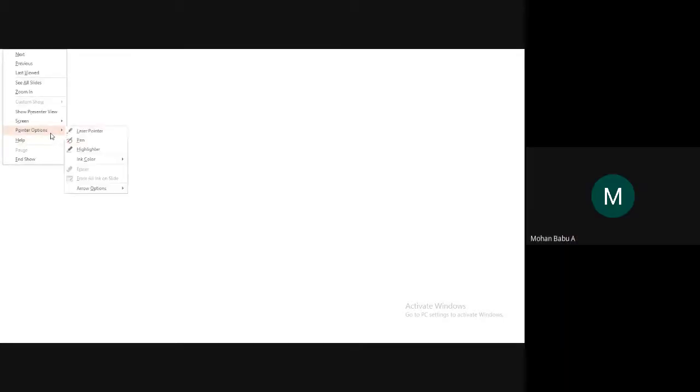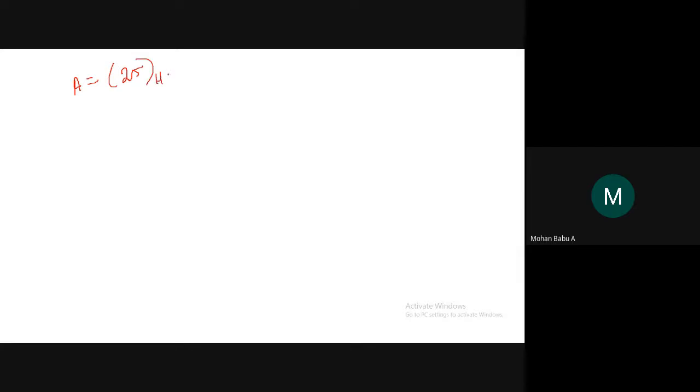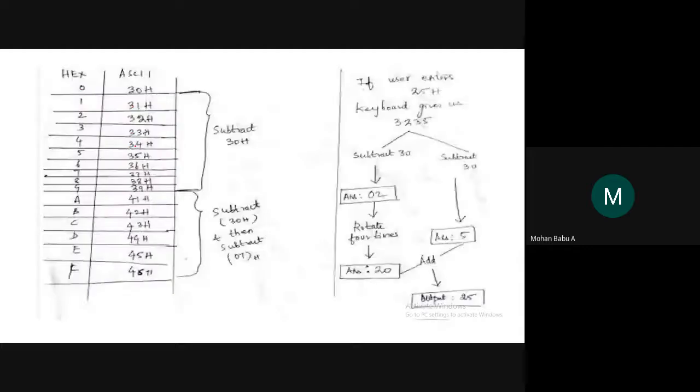Now, we already saw how to convert the number 25H. Next number is 30H. You will see how to convert it. For example, if the user enters 30 as input from the keyboard, the keyboard will not give 30 as input to the program. It will give only the ASCII equivalent for 30. See the table here. What is the ASCII equivalent for 3 here? 33H.